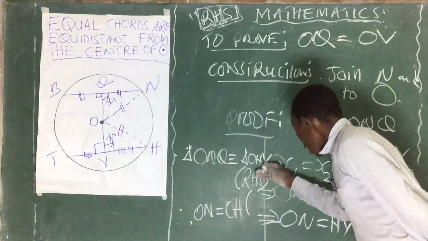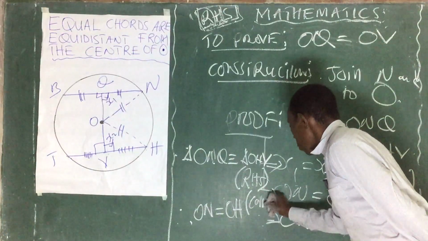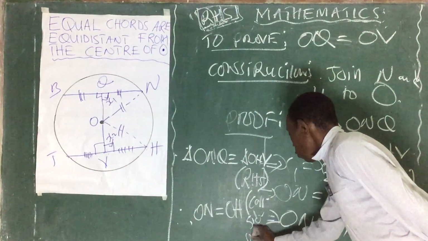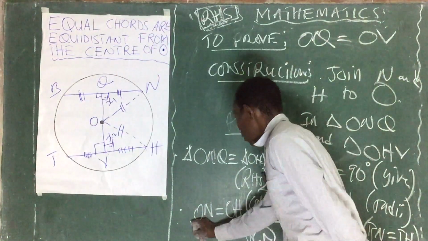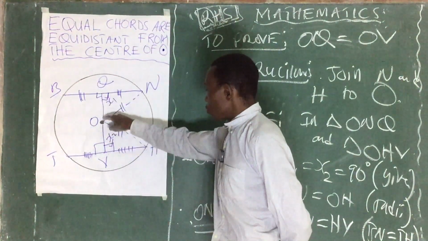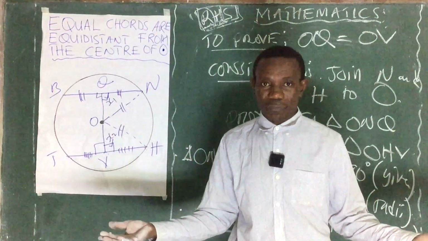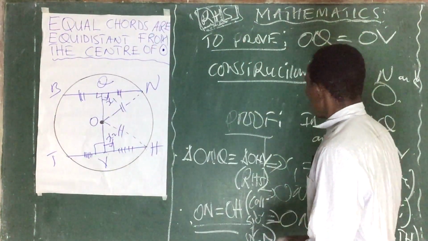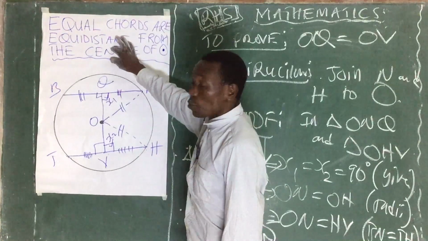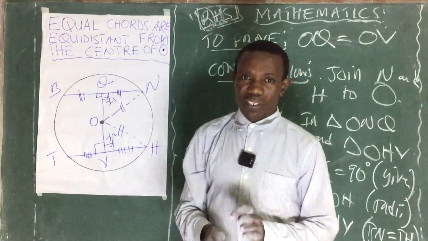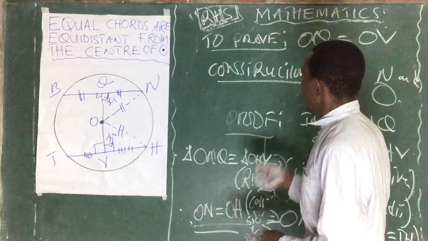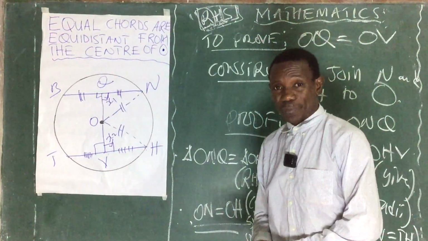And write here: corresponding sides of congruent triangles. Then here we have shown that OQ is equal to OV. As simple as that. So this is the real property of the chord, that equal chords are equidistant from the center of the circle. Just use RHS to prove that.